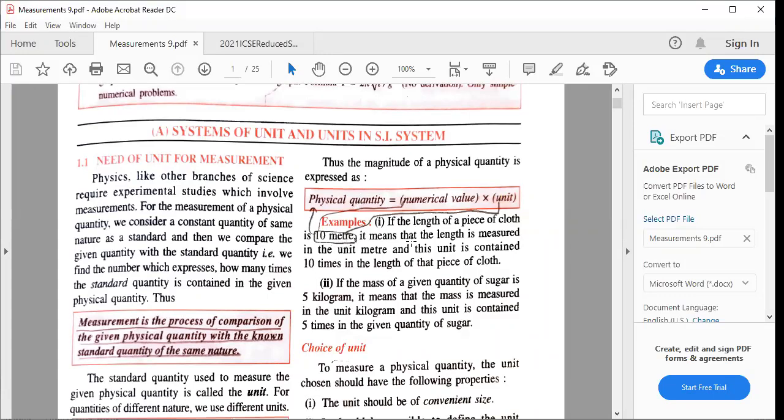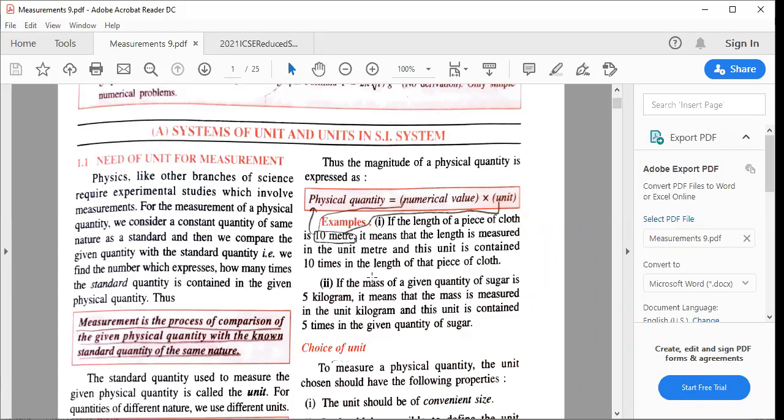So what is the physical quantity here? Length. Okay, the length of a piece of cloth. Now how are we measuring? So length is measured in a standard quantity, the meter, in the unit meter. And our cloth is 10 meters, meaning the unit is contained 10 times in the length of that piece of cloth. So therefore we are comparing. Okay, so the given quantity is compared with the standard quantity, and we express how many times the standard quantity is contained in the given physical quantity. So here it is 10 times.